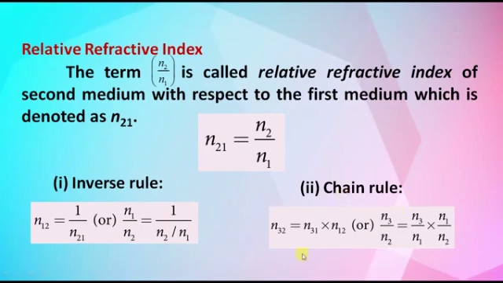And then the chain rule: n32 is always equal to n31 into n12, or n3 by n2 is always equal to n3 divided by n1 into n1 divided by n2. When n1 cancels, it is equal to n3 divided by n2.